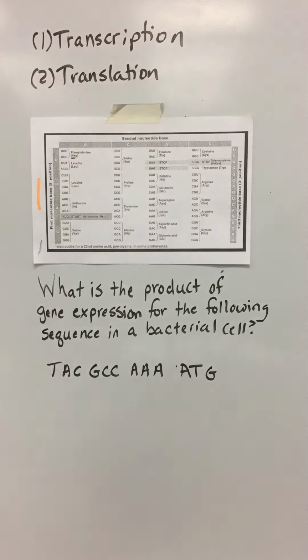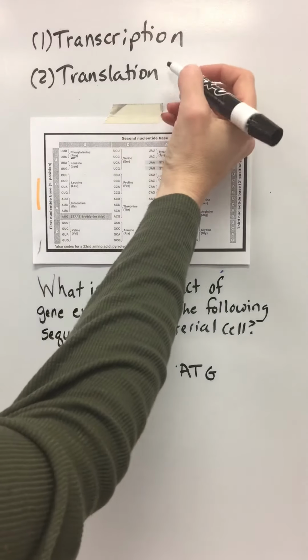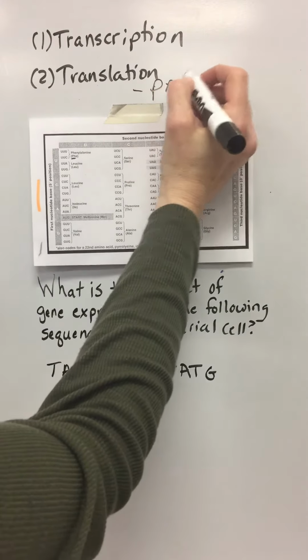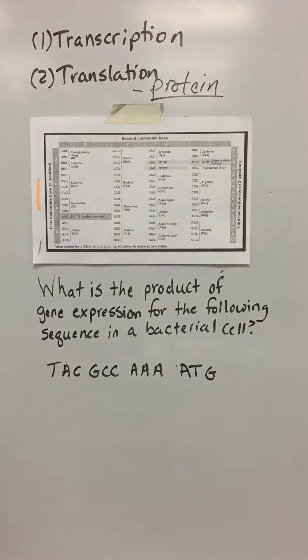So transcription, if you'll recall, is converting that information in DNA into RNA. And the message that we're going to read to be able to produce a protein is called messenger RNA, abbreviated to mRNA. The second step of gene expression is translation. It is using the RNA that is produced in transcription as a code, a template, to produce a protein. So our final product in all of this is going to be a protein product.